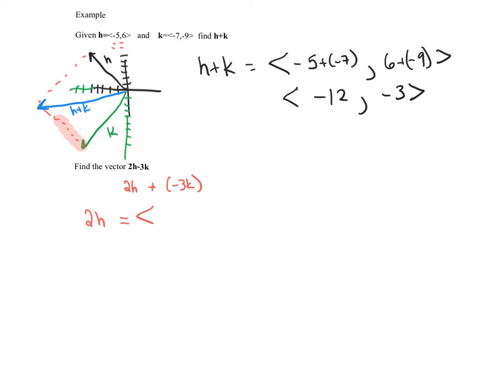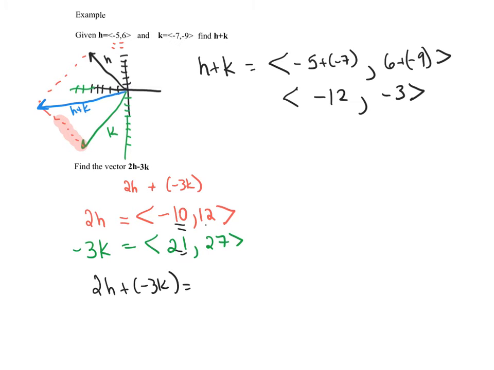So the vector 2h is going to be negative 10, 12, because we're just doubling the negative 5 and the 6. Vector negative 3k, we're going to multiply both by negative 3. So that's going to be 21, and that's going to be 27. And now that we have those vectors, we'll just add those two vectors together, which is just add the x parts and add the y parts. So negative 10 plus 21 is 11. 12 plus 27 is 39. So that would be vector 2h minus 3k.